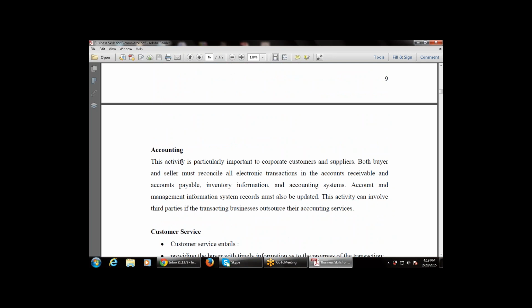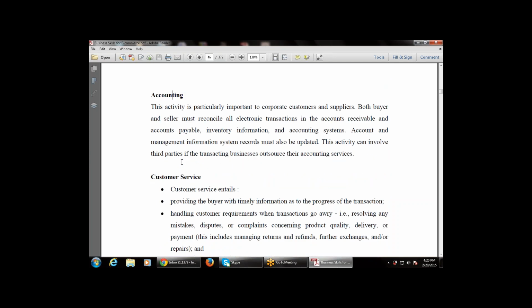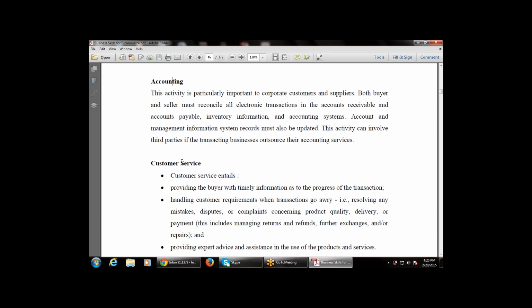This activity includes various functions like accounts payable, accounts receivable, inventory information, and accounting systems. Then the last activity is customer services. Customer service includes providing the buyer with timely information on the progress of the transaction. Next, handling customer requirements when transactions go awry, that is, resolving mistakes, disputes, and complaints concerning product quality, delivery or payment. Then providing expert advice and assistance in the use of products and services. Customer services also provide better use of the goods and services offered by the user.